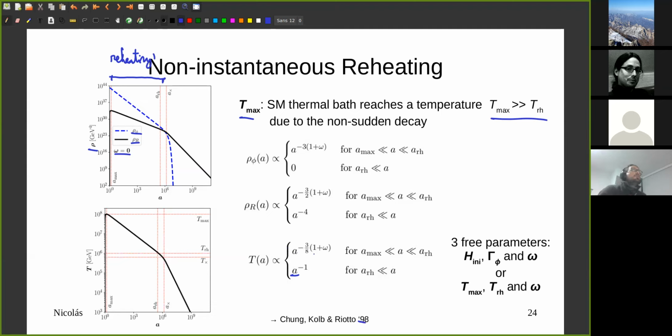I'm giving all the details because I just want to motivate that reheating is not an instantaneous event. It takes a period of time, long, short, doesn't matter. The point is that during this period of reheating, the standard model bath could reach temperatures much higher than T reheat. And remember that T reheat corresponds to the temperature at which you have the onset of radiation domination, right?